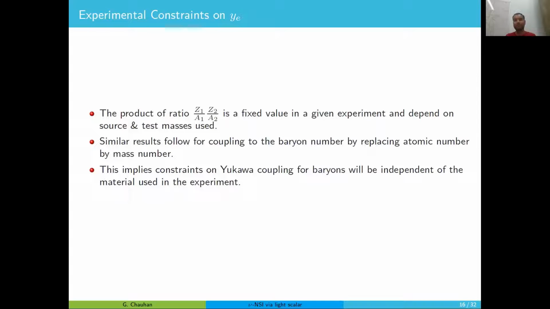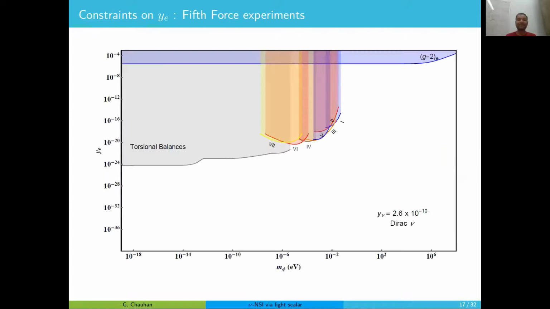So once you have all those experiments, there are quite a few, and they have very strong bounds on this coupling y_e. They are around 10 to the power minus 20 to 10 to the power minus 24 levels. There are several of them that were done in the past 50 years, numbered 1 to 7, plus you have these torsional balance experiments. So these are some of the strongest bounds on this quantity.